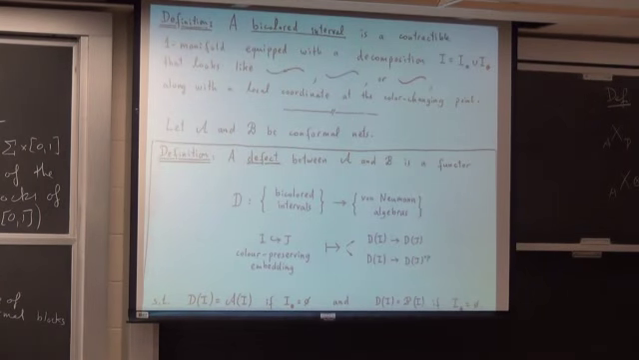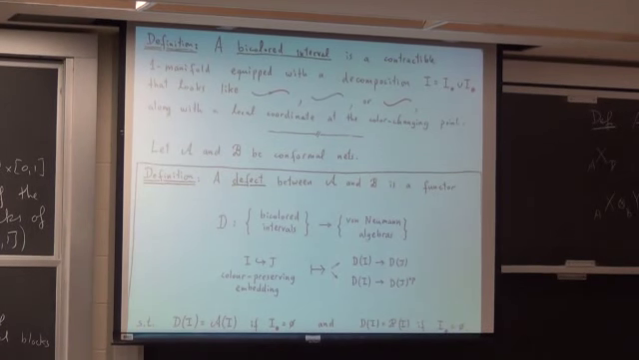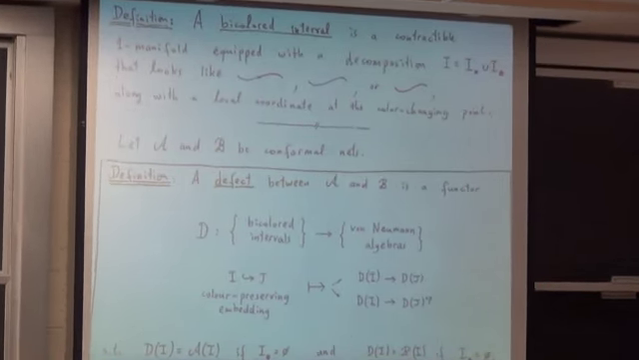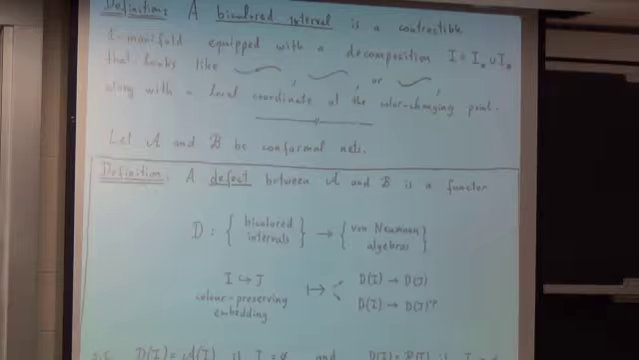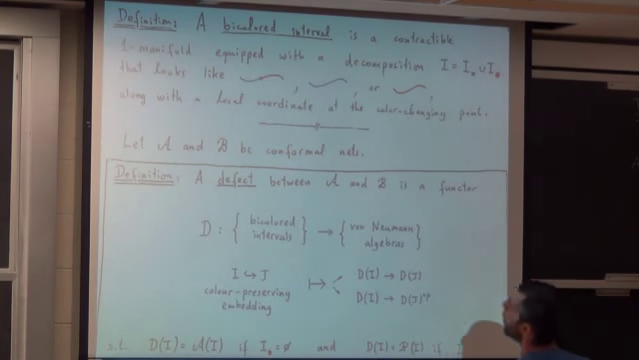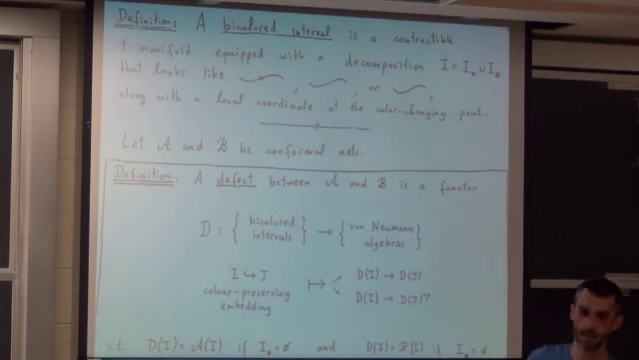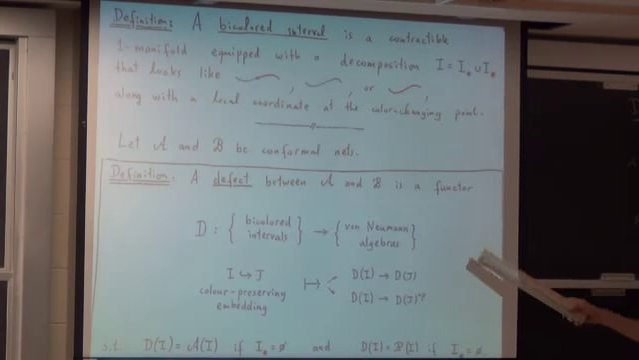So the first line is, the first part of this slide is just setting up some terminology, and the definition only starts really here. So a defect is going to be a functor from a category of bicolored intervals to the category of Von Neumann algebras.